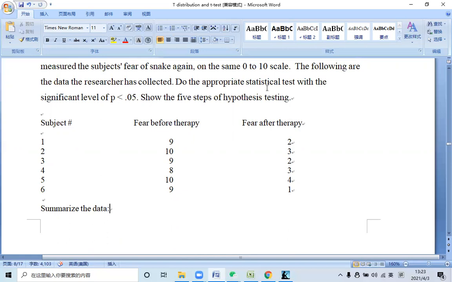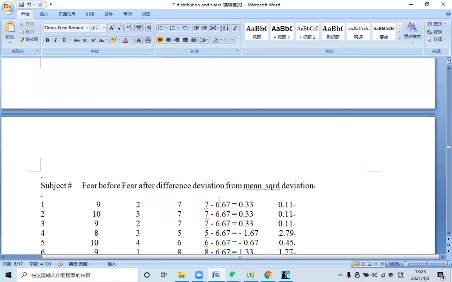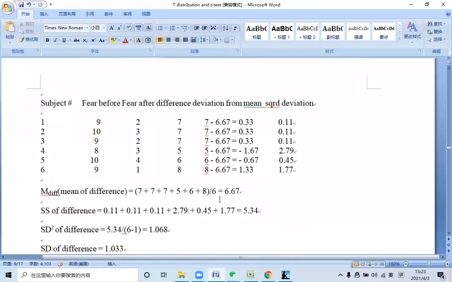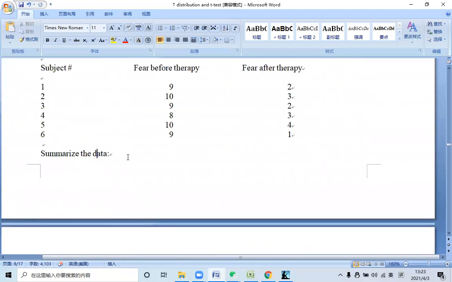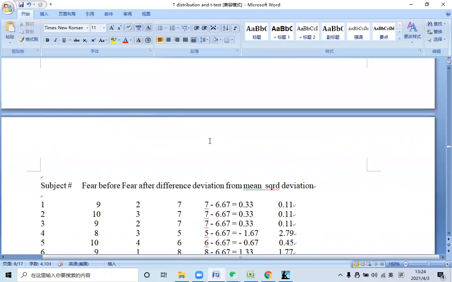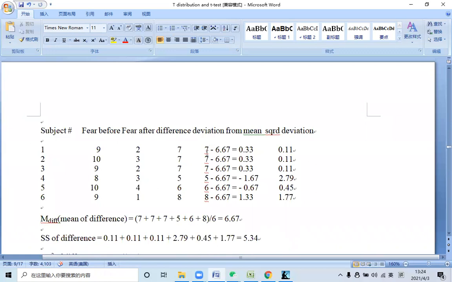But we need to do the appropriate statistical test. We need to show statistically that the result is significant. Are these results significant? That is the question. First of all, we summarize the data. How do we use the data? We are interested in the difference score, the difference between the pre-test and post-test.